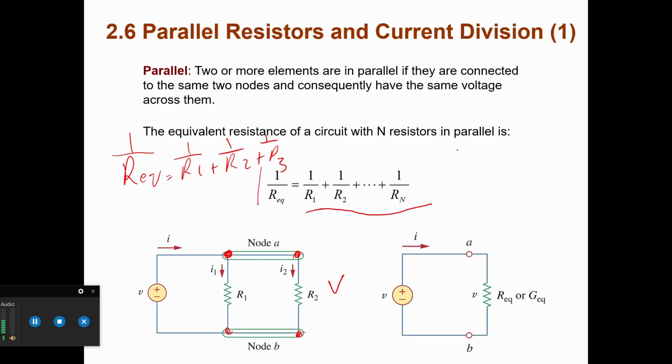Parallel resistance and current divisions. How does current division happen in parallel resistance? Previously we saw how voltage division arises if we have series resistance, and now we want to see how current division arises if we have parallel resistance.